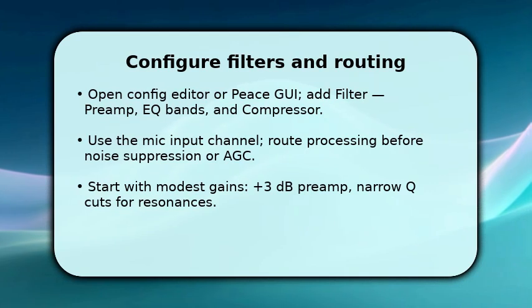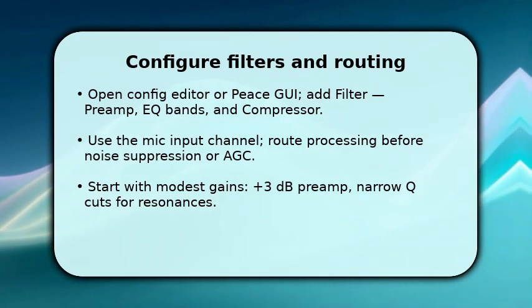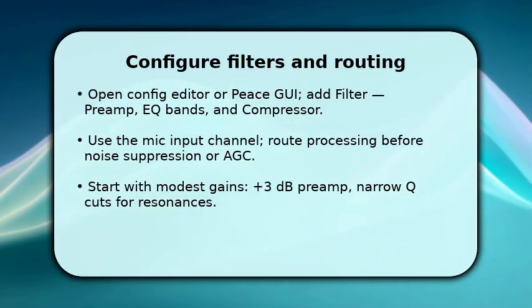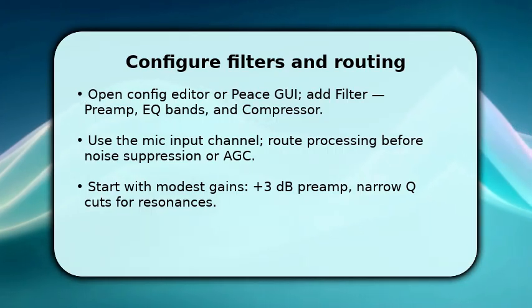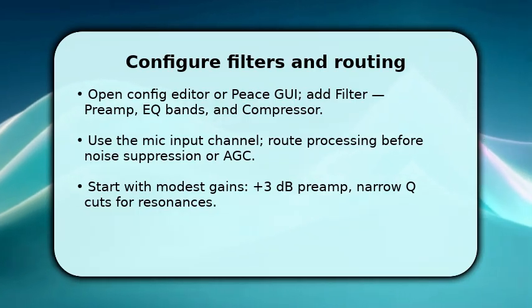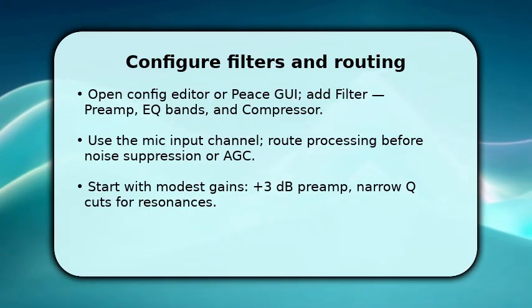Now you configure practical filters. Open the Equalizer Apo config editor or Piece GUI and create a profile tied to your mic. Add a preamp to control overall level, then insert parametric EQ bands to tame harsh frequencies and a gentle compressor to control peaks.